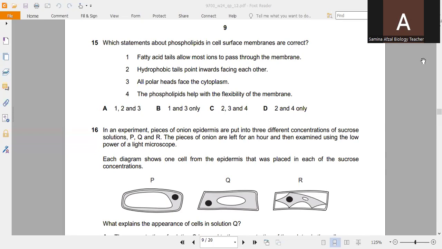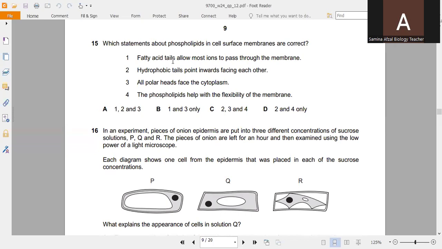So they have given us the four statements. Fatty acid tails allow most ions to pass through the membrane. The fatty acid tails are hydrophobic in nature, whereas the ions are hydrophilic, so they will not allow the ions to pass through the membrane. So, this statement is not correct. Hydrophobic tails point inward facing each other in this way. So, I think this statement is correct.